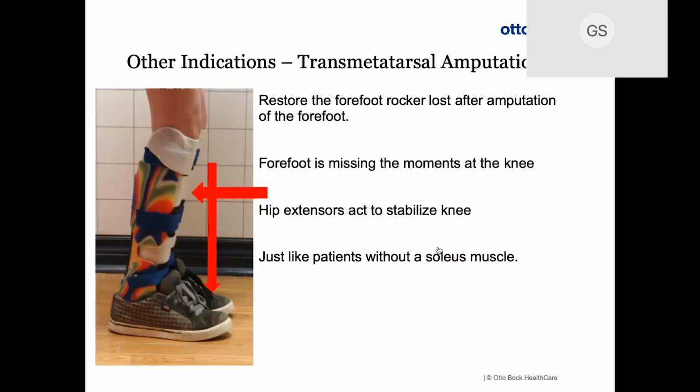Now, what's so imperative is you need to have the high anterior trim line so that you can load that anterior forefoot. It also helps mitigate the amount that the hip extensors have to stabilize the knee. Remember that graph we saw earlier with the skeleton walking? The gluteus maximus doesn't have to work as long, and you can see it working in concert a lot better. So this is really for those types of patients where you need that third rocker.